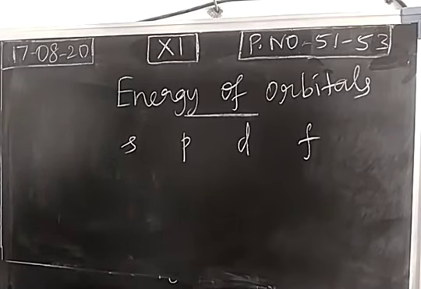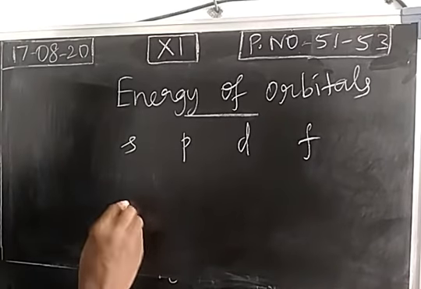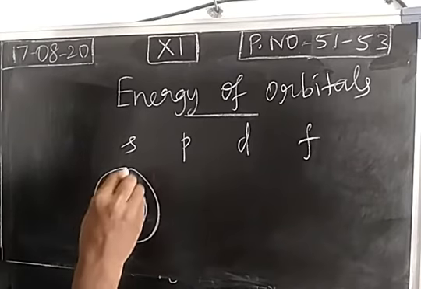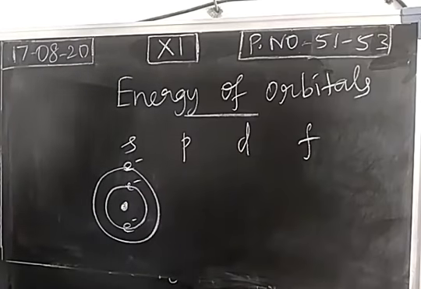To find the energy of orbitals, we have to consider effective nuclear charge, right? In the third lesson, the periodic classification lesson, we already discussed what is effective nuclear charge. When we consider an atom, take lithium. Three electrons are present in lithium, 2 electrons in the first shell and the third electron in the second shell.